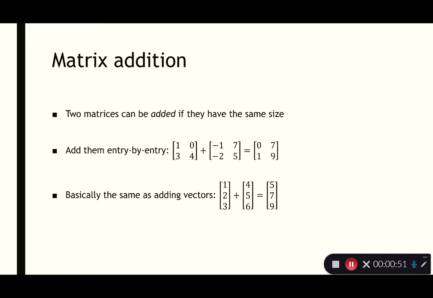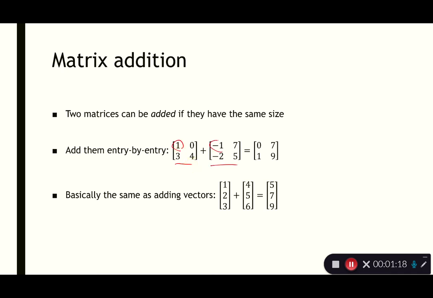The first operation is called matrix addition. If we have two matrices of the exact same size, same number of rows and same number of columns, we can add them together. This addition works the same way as it does for vectors. We just go through entry by entry, add up the two entries in the same position, and write down the number that we get. So for example, we've got these two matrices here.